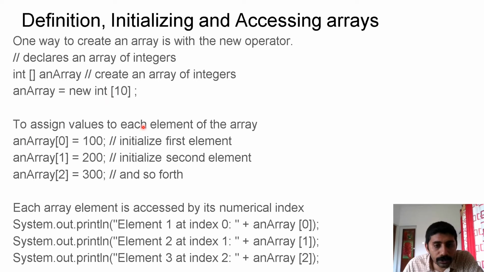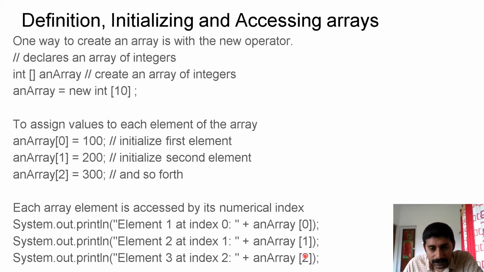To assign values to each element of the array, I can access using the index: array name, square bracket, index. This is one way to store values to the array elements. Each array element is accessed by its numerical index. Here I am printing the values. I am storing the value for initialization. This is not the easiest way. I will show you another way. In this way also you can initialize the array elements.